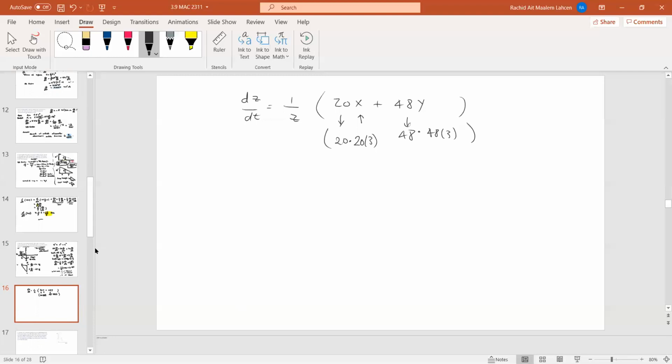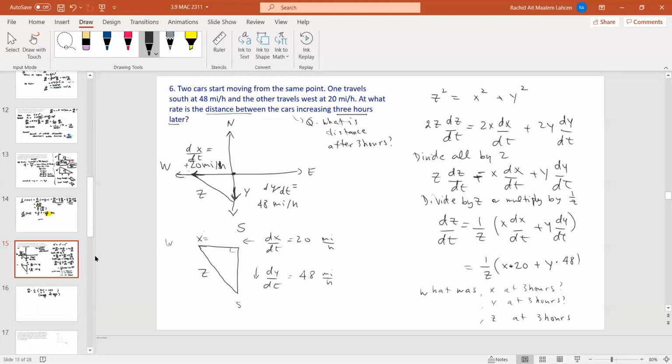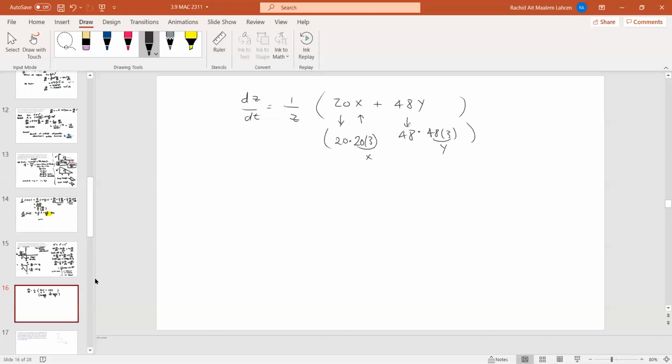All right, so this is the x, and this is the y. We go back to this sketch, the z from the Pythagorean theorem: z squared equals x squared plus y squared, which means z is a square root, a distance, so positive. It's going to be this.